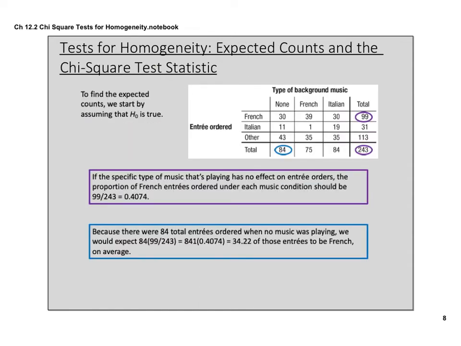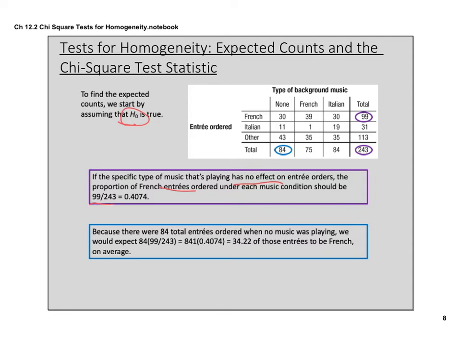All right, so now let's talk about expected counts, because we also need to compare. We need to know what to compare these to. So we're going to have the actual data, but we also want to look at the expected counts. So it says test for homogeneity, expected counts in the chi-square statistic. To find the expected counts, we start by assuming the null is true. So we're going to assume that there's no difference. In the purple box, it says if the specific type of music that's playing has no effect on the entree orders, the proportion of French entrees ordered under each music condition should be 99 out of 243.